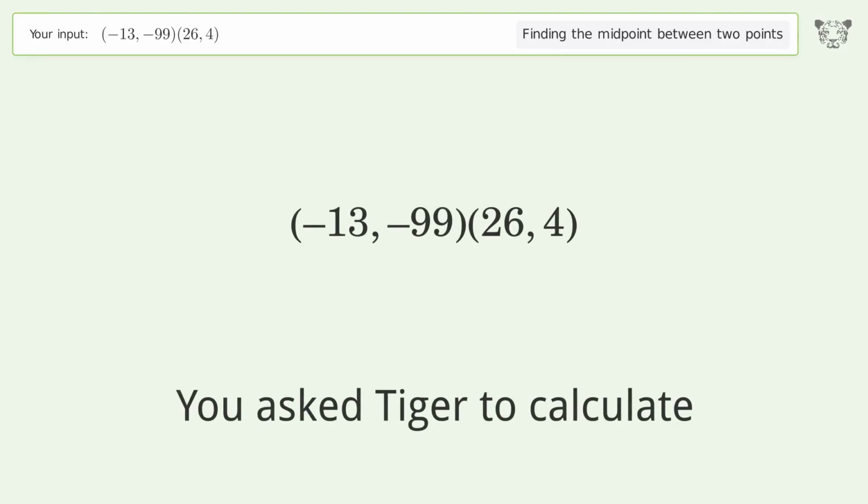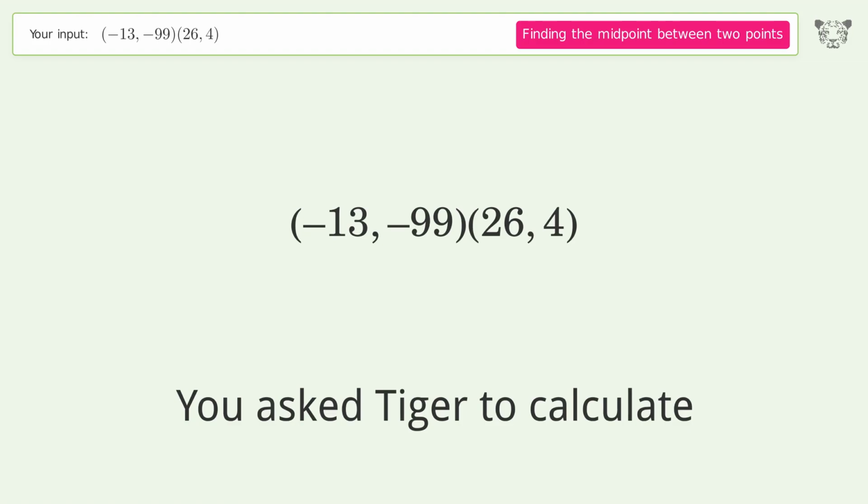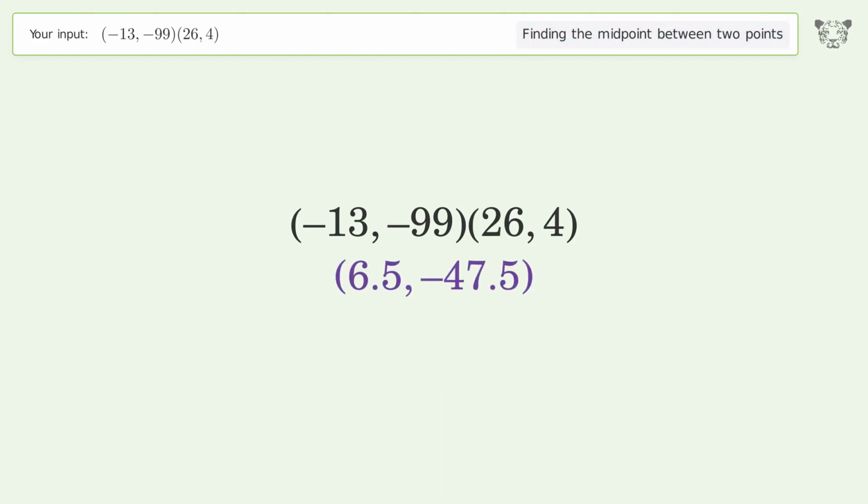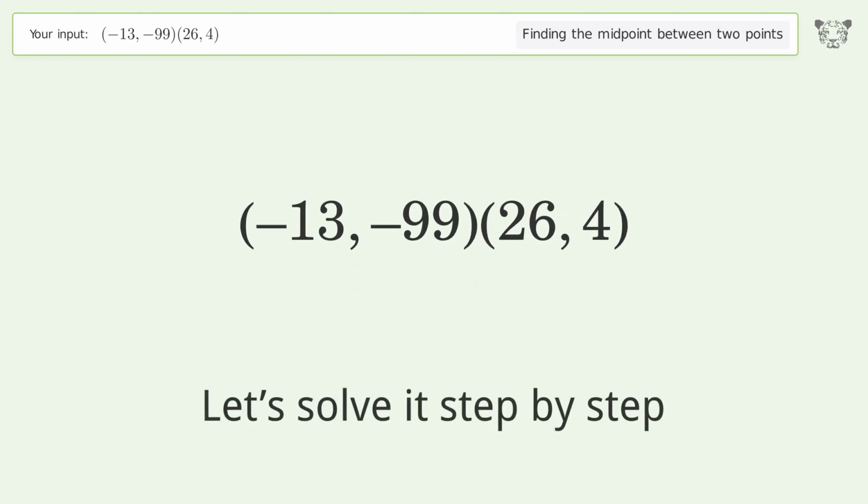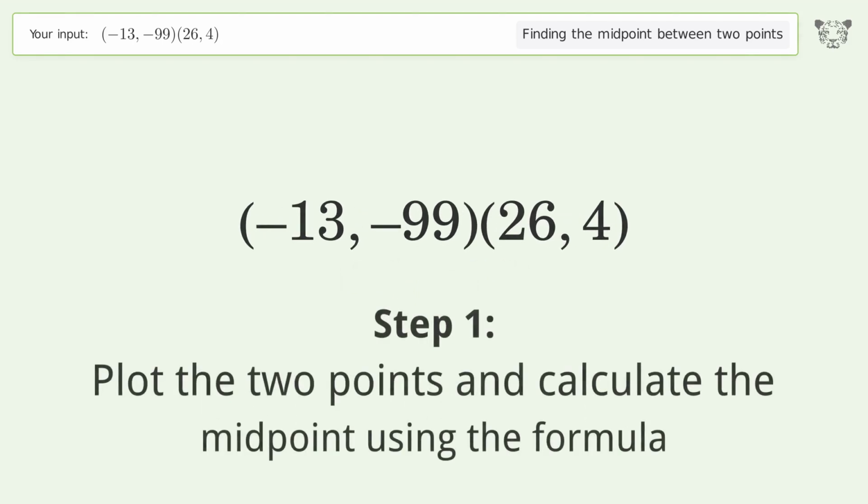You ask Tiger to calculate. This deals with finding the midpoint between 2 points. The midpoint between the 2 points is 6.5, negative 47.5. Let's solve it step by step. Plot the 2 points and calculate the midpoint using the formula.